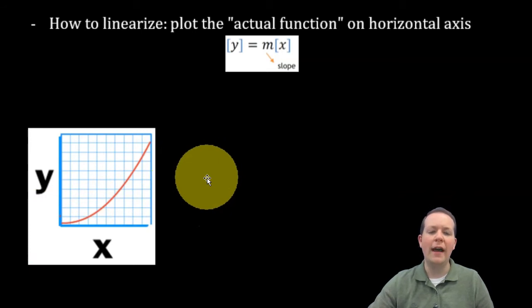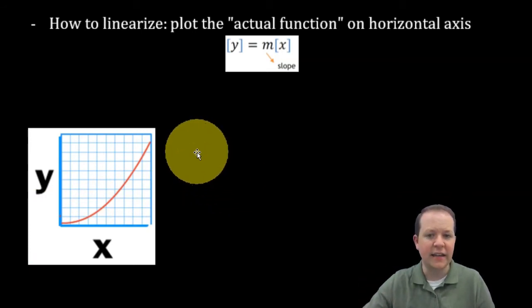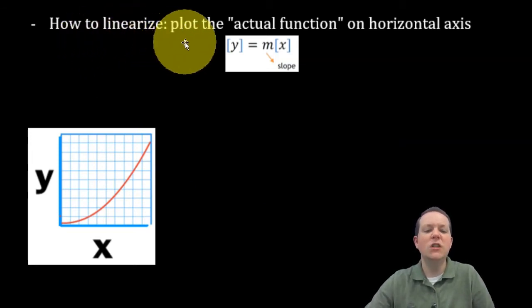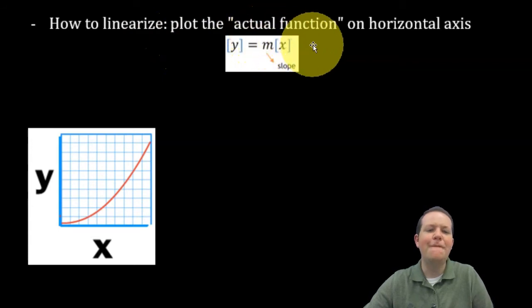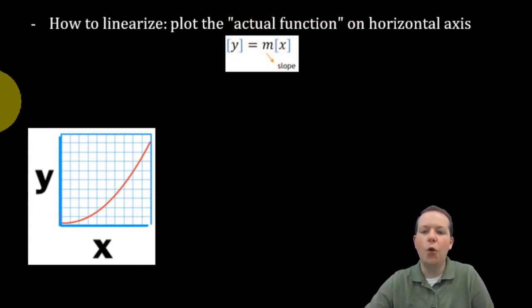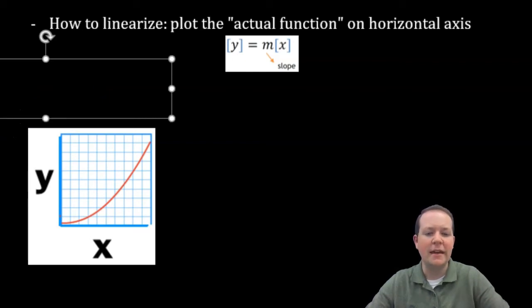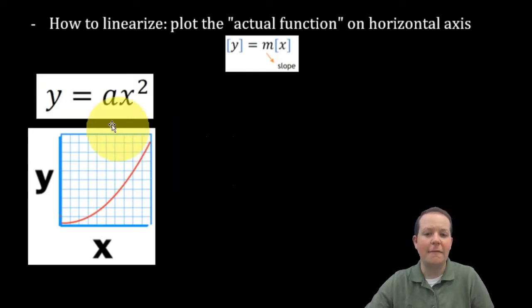Before I get into the why, I'm actually just going to explain how we go about linearizing. And it's right up here. How do we linearize? What it is, you just plot what the actual function is on the horizontal axis. That's a weird thing that I'm saying right there. So what do I mean? Let's say this is my graph, okay?